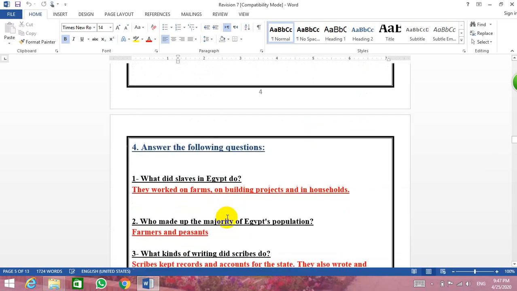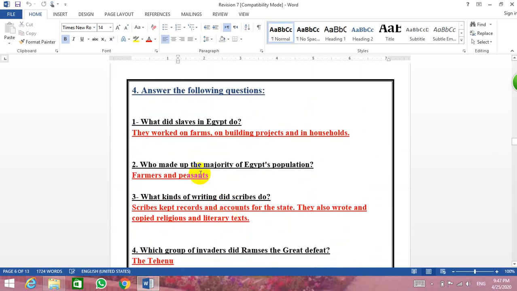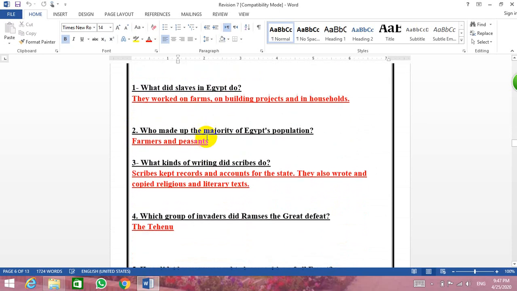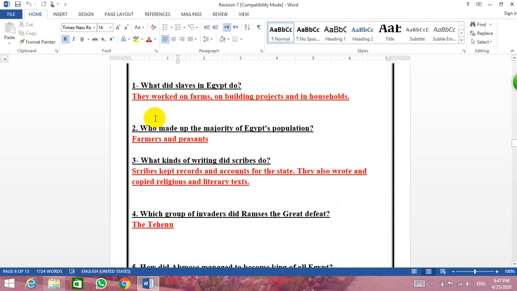Okay, here we have question 4. Question 4 is to answer the following question. So questions are written and we have to answer them. Number 1. What did slaves in Egypt do? The answer is they worked on farms, on building projects, and in households.